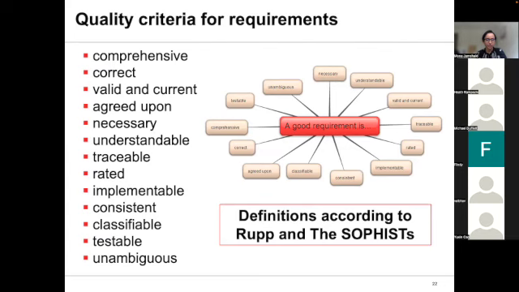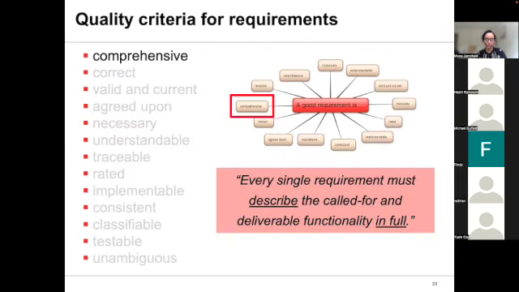All right. So this is the quality criteria for the requirements. The first one that they have highlighted here is being comprehensive. As the word itself shows, every single requirement must describe the called-for and deliverable functionality in full. Basically, it says to make sure that no detail has been left out, and at the same time that you're not adding any superfluous requirements. So make sure that all the requirements filling out the highest-level business requirements and the user requirements are incorporated there.